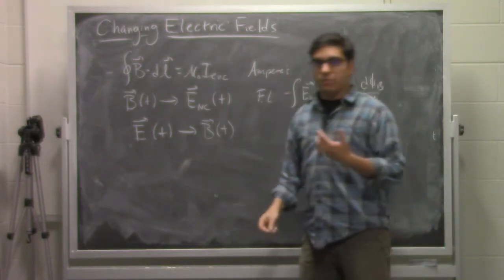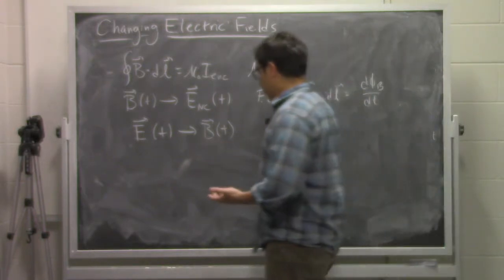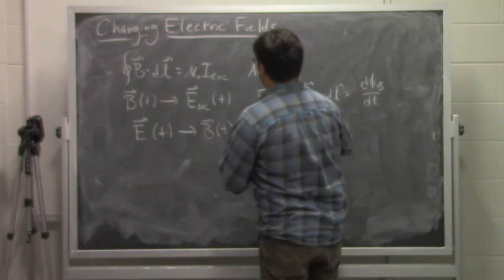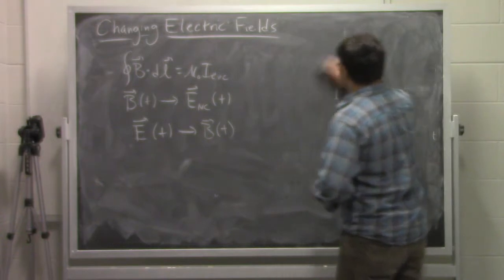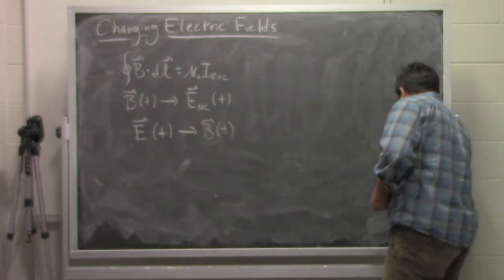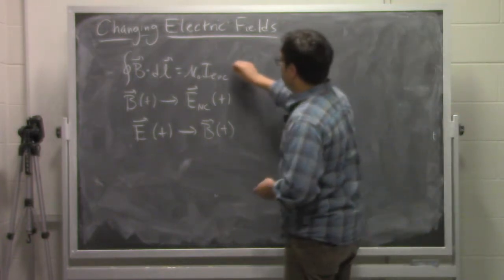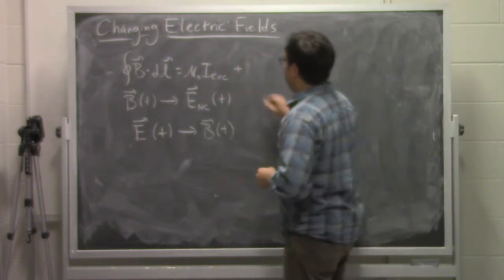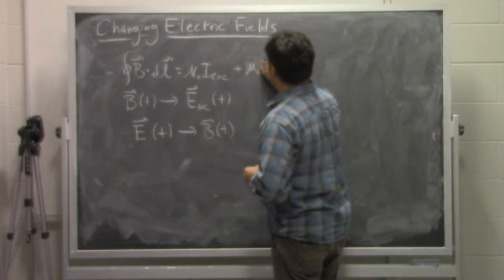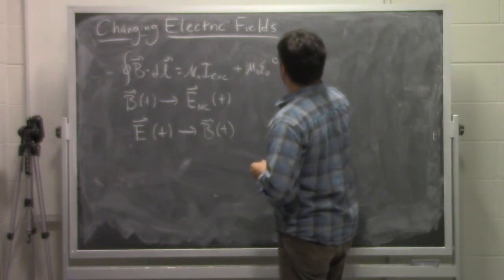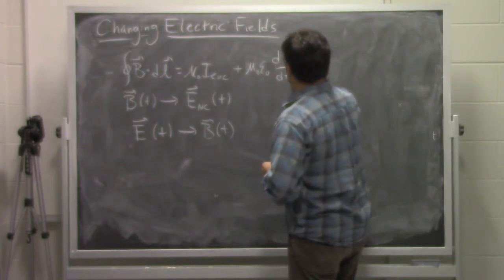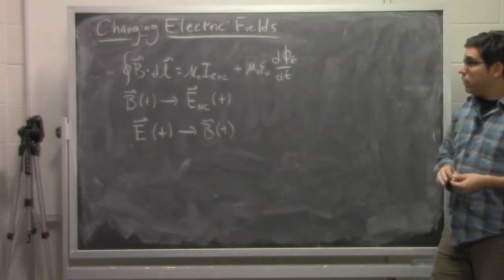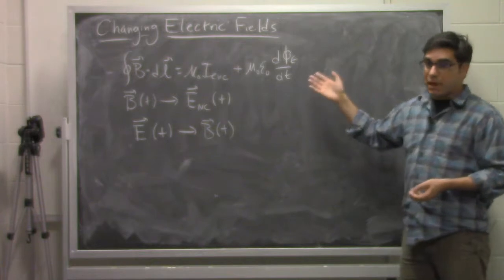Now, we're not going to go into the specific details of what this looks like, but it makes for a change to Ampere's law. So what we have is an additional term in Ampere's law, which is that this magnetic field is driven by these currents, but it can also be driven by a change in electric flux. Okay? So that's the new Ampere's law with what is referred to as the Maxwell correction.